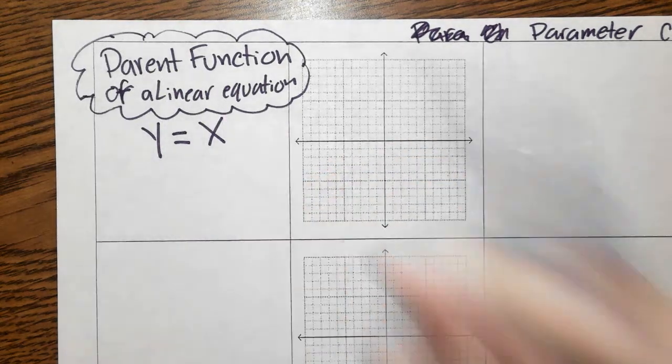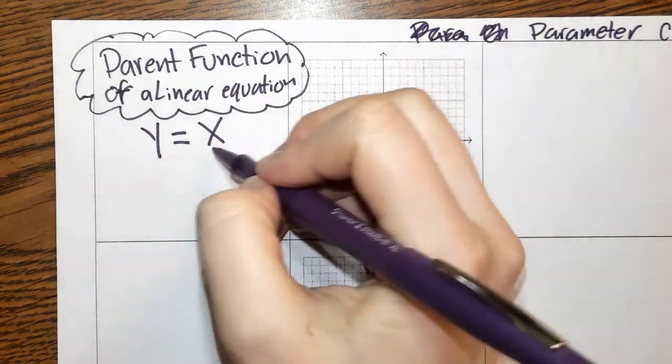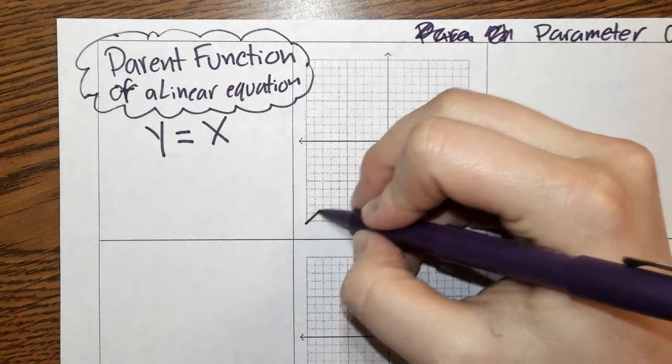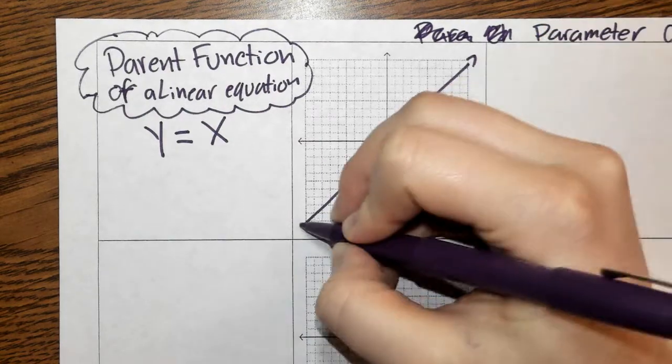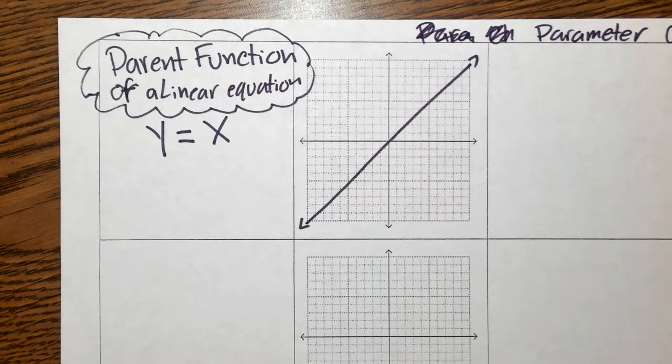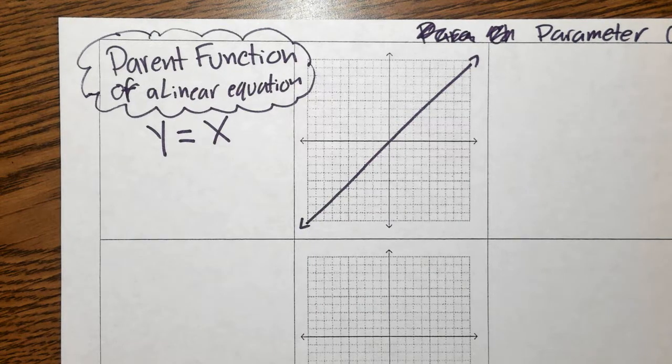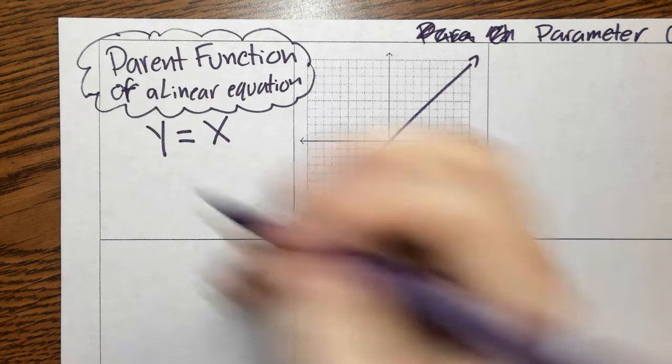Parent function right here, it is on the test. Y is equal to x. Its graph looks like this right here. So it's just straight through the origin. Yep, goes straight through the origin and it has a slope of 1. It's super boring.